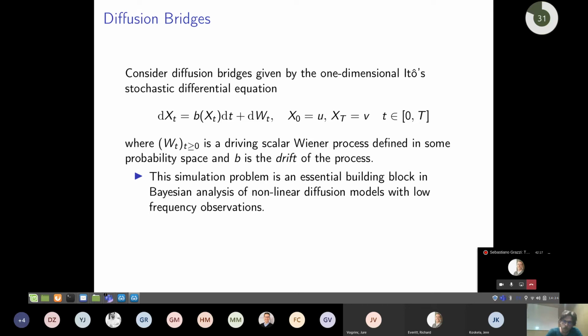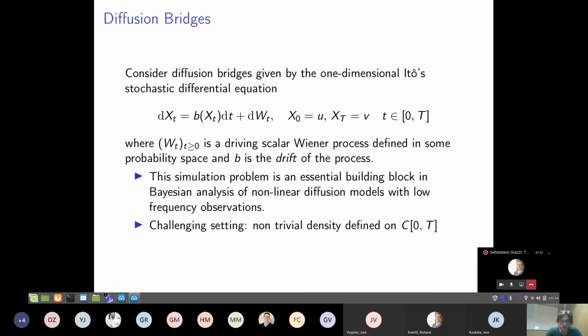The simulation problem is important and is used in many applications, but I would say that the most relevant is Bayesian analysis of nonlinear diffusion models with low frequency observations. We also consider it because it's a challenging setting and it's not trivial, because the density in this case is defined in the space of continuous functions.